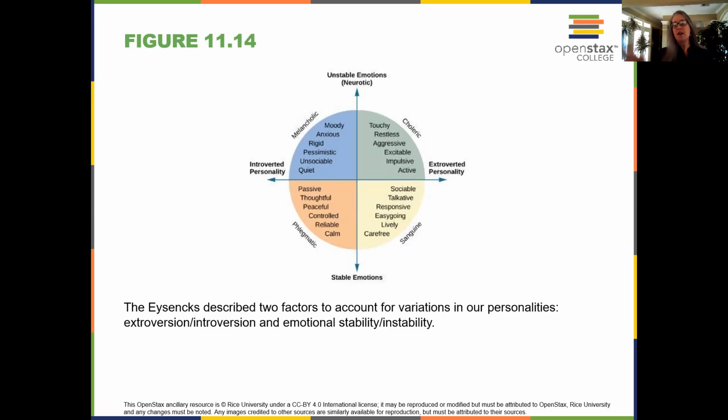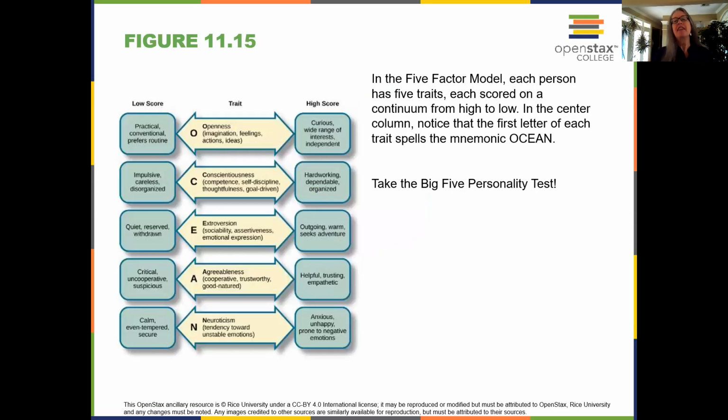And so they did a great job. Everyone loved Eysenck's theory. But then came the Big Five. This is the trait theory that has sort of taken over all the trait theories now. The Big Five factor model is just phenomenal at explaining people's personality. And there's a link in the supplementary materials where you can click and take the Big Five personality test for free. And you can find out exactly where you are on each of these things.